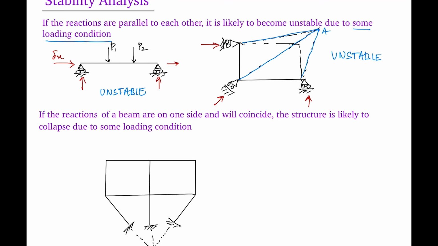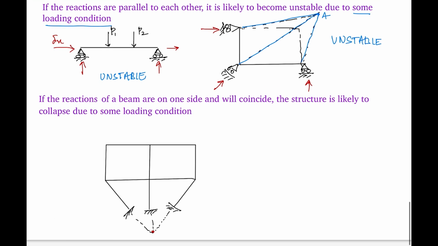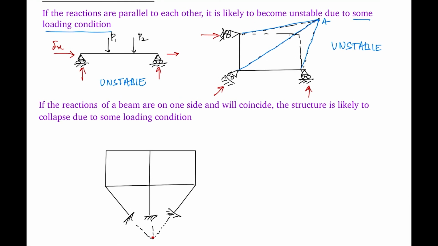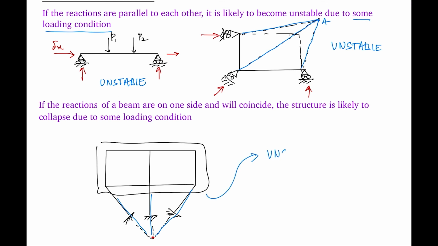Now if you move on, if the reactions of a beam on one side are coinciding, the structure is likely to collapse under some loading condition. So if we observe here, this is the beam. The reaction forces are converging from this point to this point. So under these conditions also, the structure will become unstable.